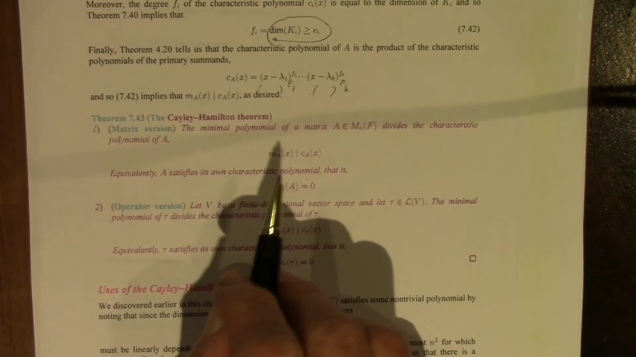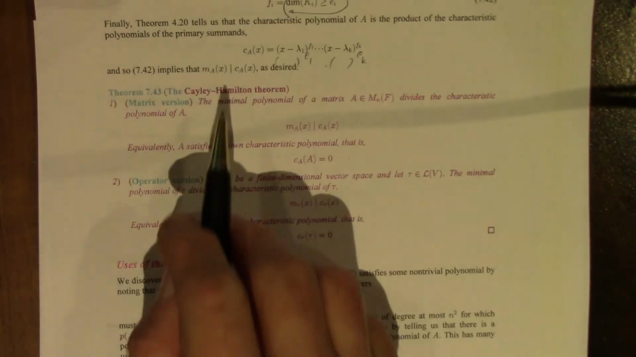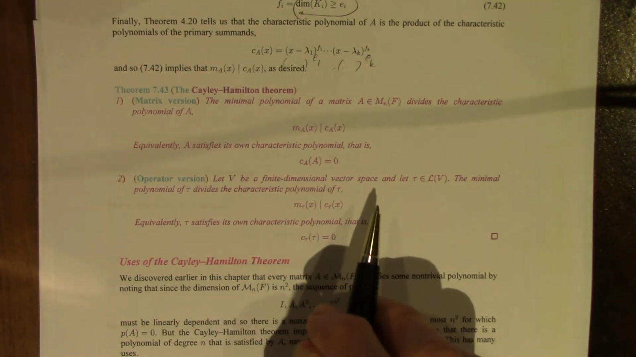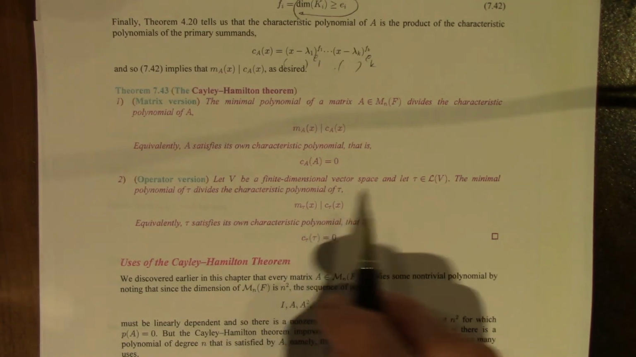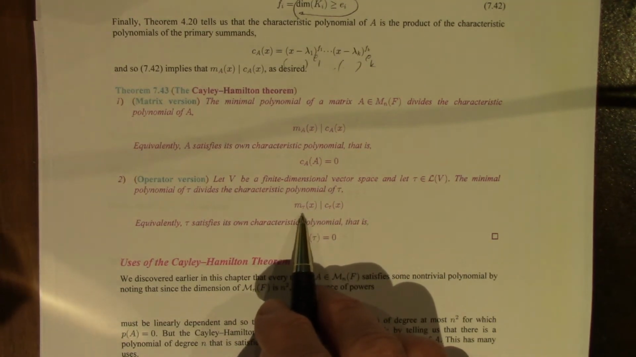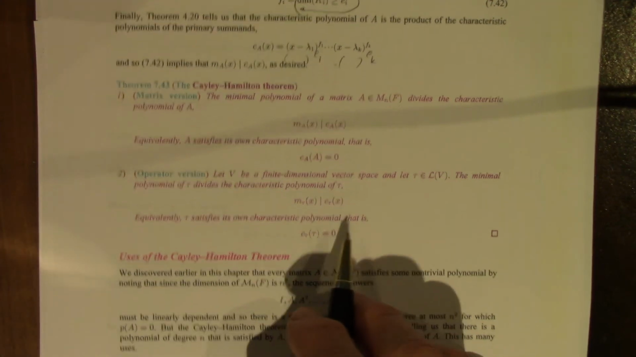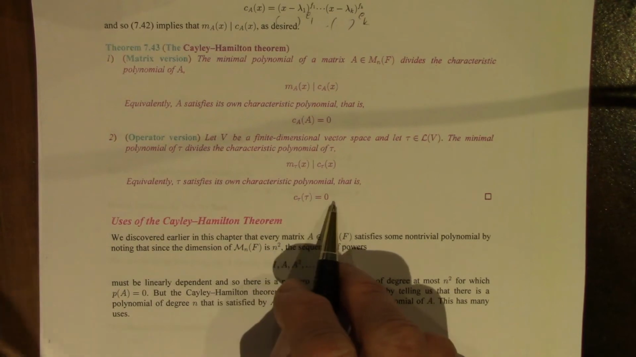Okay, so I've written the Cayley-Hamilton theorem in two versions, a matrix version and an operator version, but they're essentially identical. We don't need the matrix version since a matrix is an operator. It simply says that the minimal polynomial of an operator divides the characteristic polynomial, or that a linear operator satisfies its own characteristic polynomial.